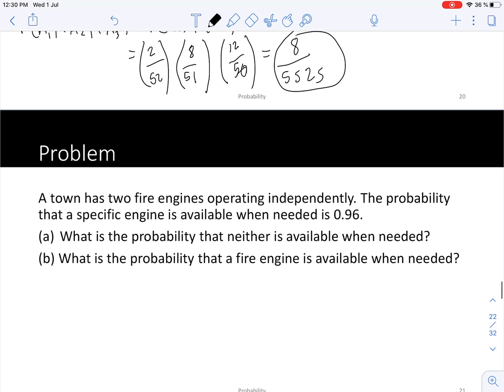Okay, this will be the last problem in this video. A town has 2 fire engines operating independently. The probability that a specific engine is available when needed is 0.96. So the probability that engine 1 is going to be working is 0.96, and the probability that engine 2 is working is the same, right? 0.96.